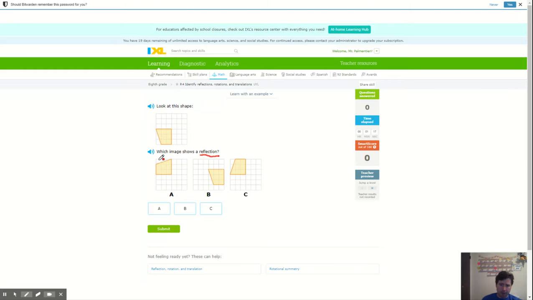So you have to look at them and ask yourself, is this a mirror image? No, that one's not a mirror image. A mirror image is where you see something backwards. Then you look at this one. Is this a mirror image? No. Right here would be a mirror image because what you're seeing is backwards. If I was to draw it, it would look like this. So that's a reflection right there, so it would be C.